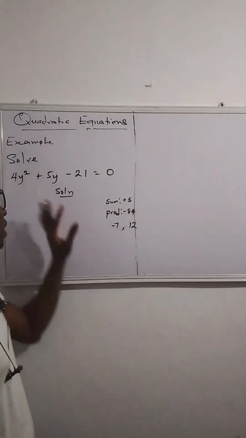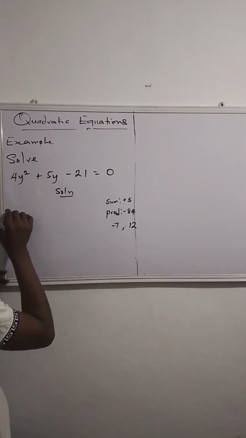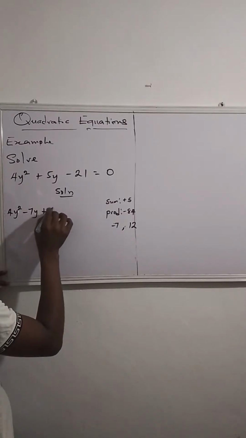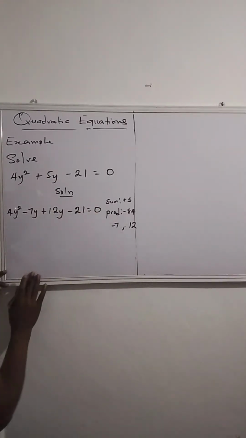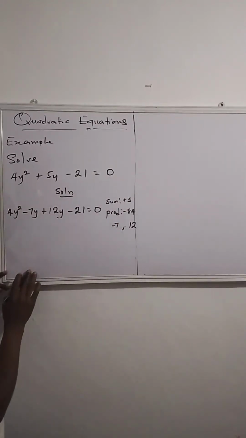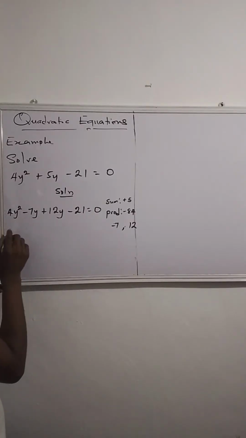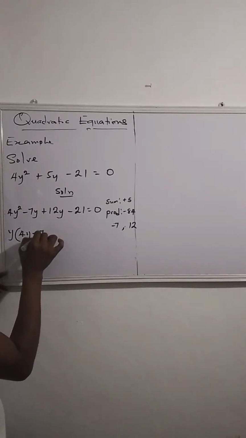All right. So now that means this left-hand side turns to 4y squared minus 7y plus 12y minus 21 equals 0. All right. This equation here is the same thing as what we have here. Now let's look at the first pair. Look for the common factor. What is common? The common factor is y. So we factor out y, we are left with 4y minus 7.